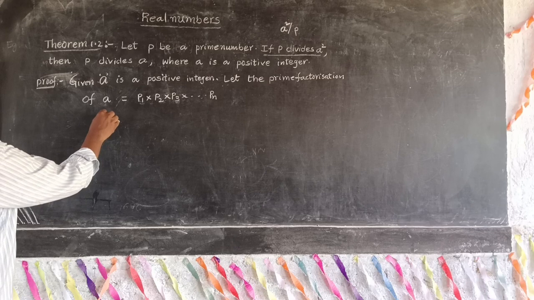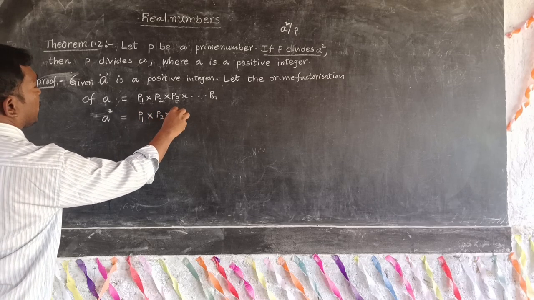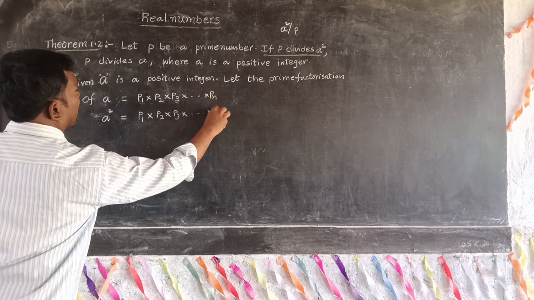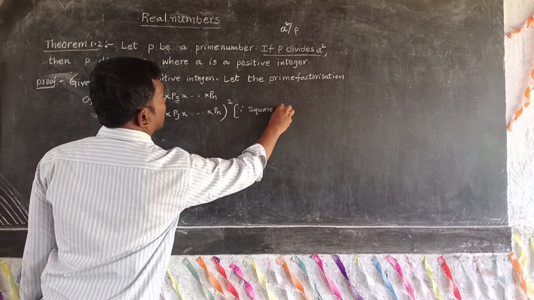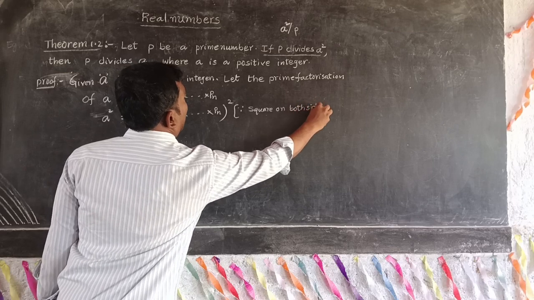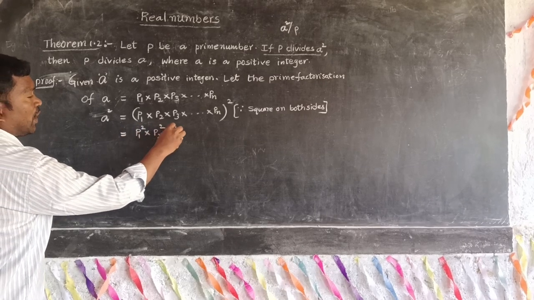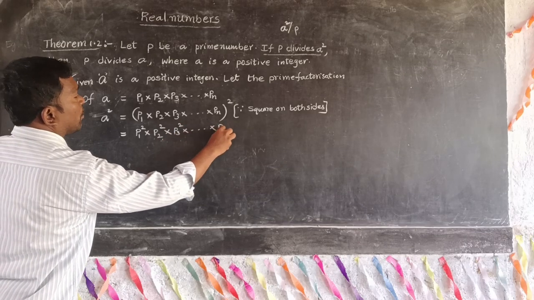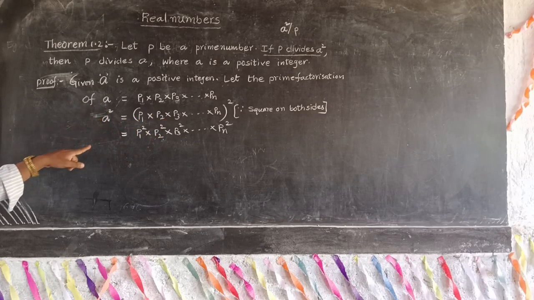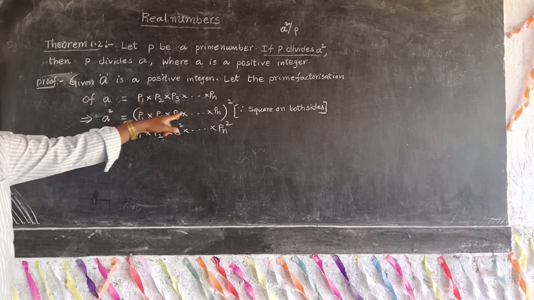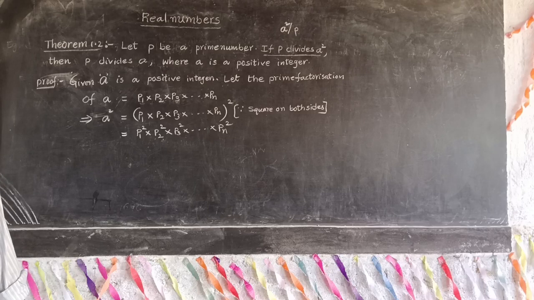Next, square on both sides. a square equals (p1 into p2 into p3 into and so on into pn) whole square, that equals p1 square into p2 square into p3 square and so on pn square. All these numbers are squared.